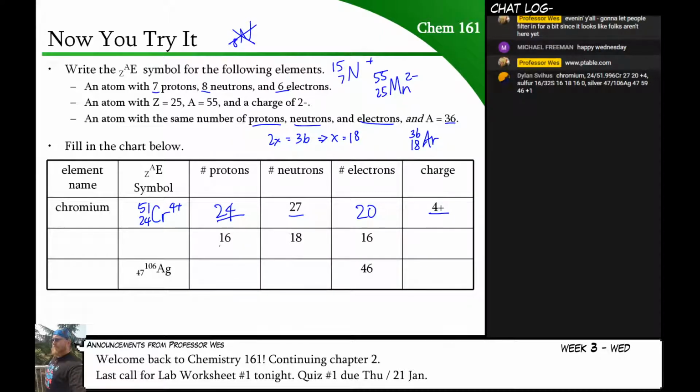Down here, I have very little information with regards to the identity, but I can tell the identity by looking at the number of protons. Element 16 is sulfur. And by comparing the number of protons and electrons, I can see that they are equal, so there will be no charge. I can now write my isotopic notation symbol. 16. 16 plus 18 is 34. We'll put that right there.